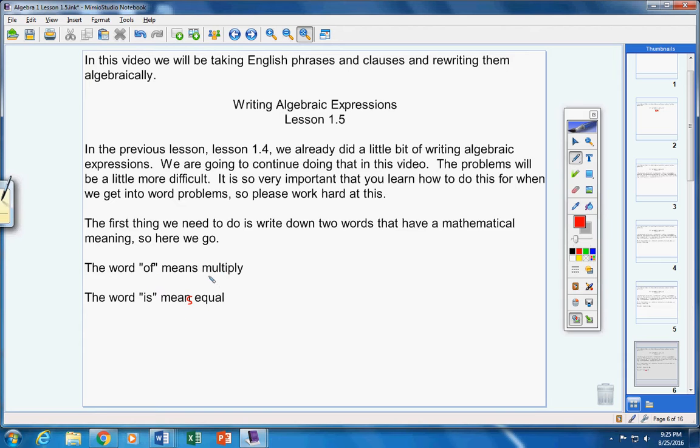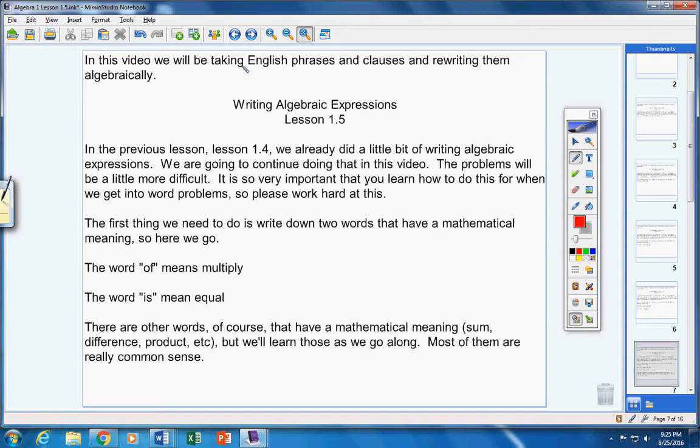Please copy that in your notes if that's a little confusing. It'll make sense later once we start using that in the problems today. Now, there are other words, of course, that have a mathematical meaning. Sum means to add, difference means to subtract, product means multiply, etc. But we'll learn these as we go along. Plus, you should have already learned them in the past, but most of them are really common sense. And so we'll cover those as we come across them.